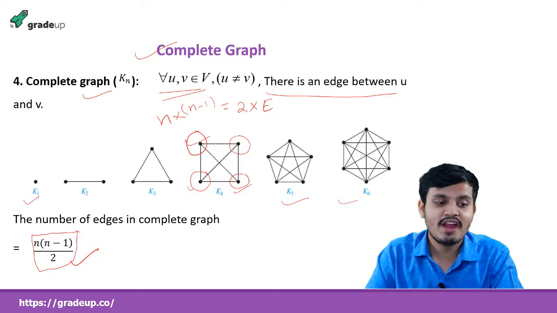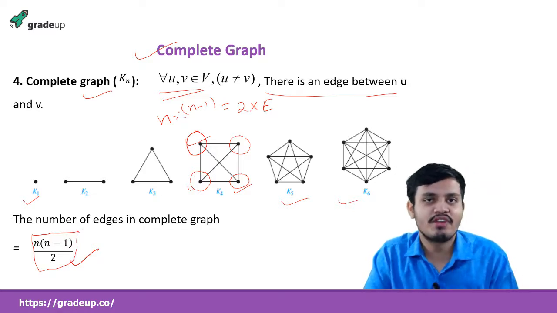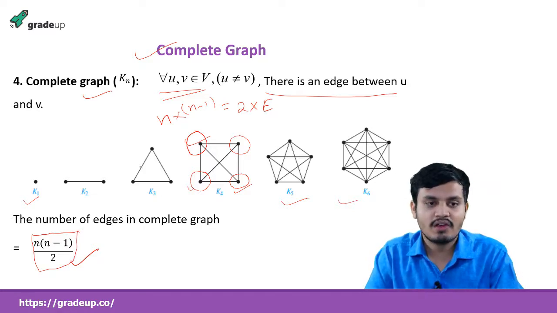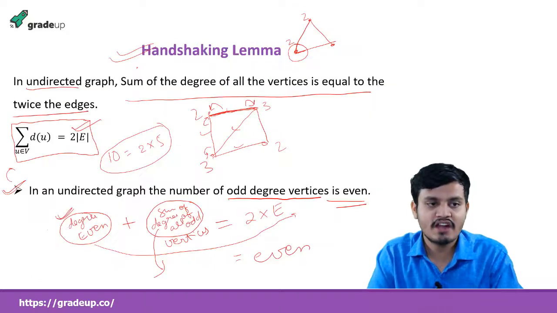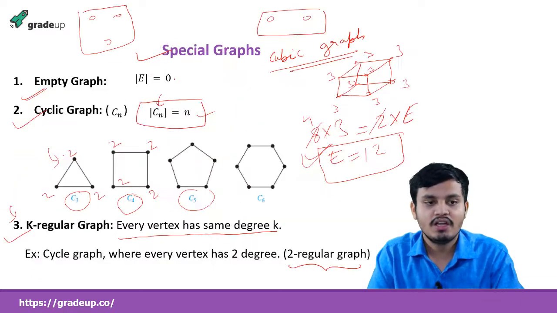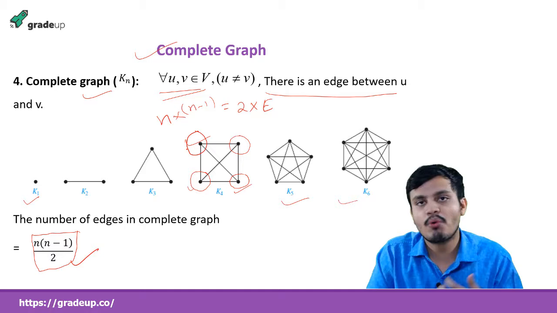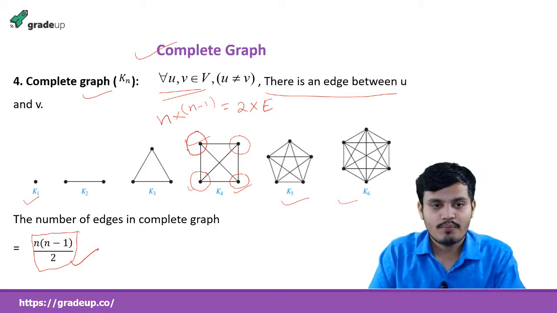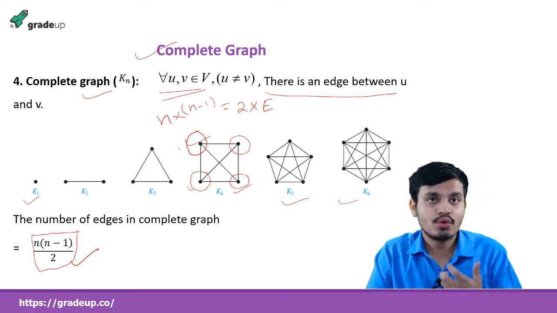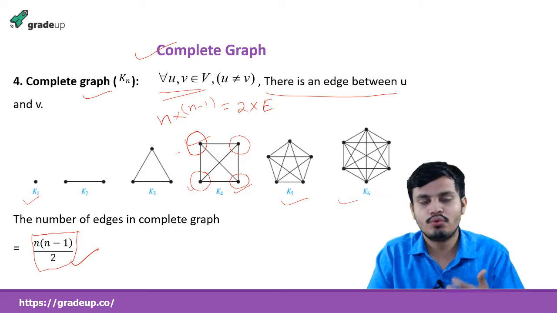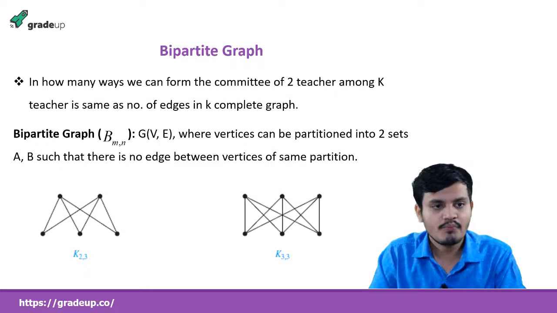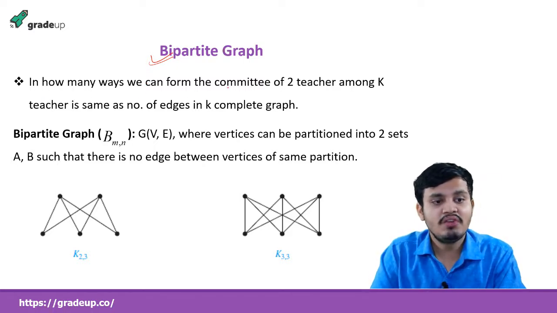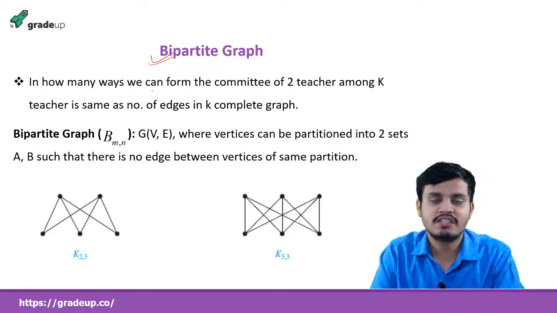So you are seeing that finding the number of edges is very easy if you learn this handshaking lemma properly. Okay, and solve some problems based on that, so that you get the hang of how to find the number of edges. Now, bipartite graph.